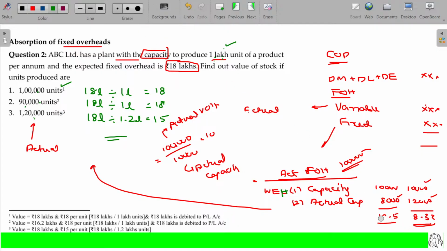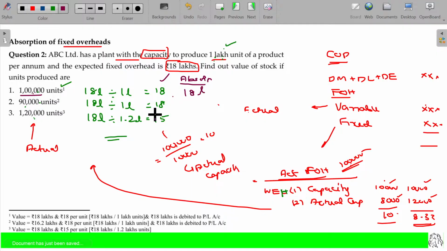Here 10. Okay. 10 or 8, whichever is higher, 10 will be taken. So 1 lakh divided by 10, 10 rupees will be the answer. Now, one more point to be noted here is about the absorption. Absorption being 18 rupees per unit, actual production 1 lakh, so 18 into 1 lakh, 18 lakhs is the absorption.